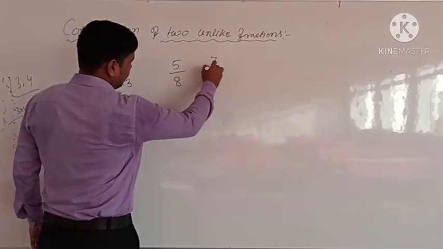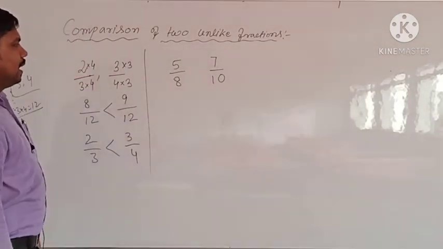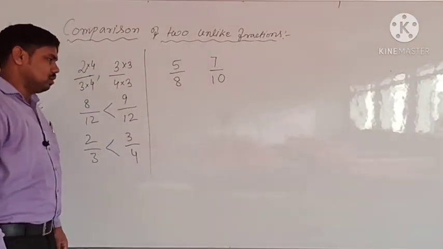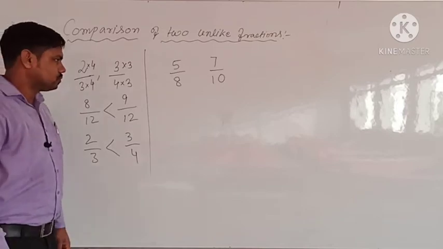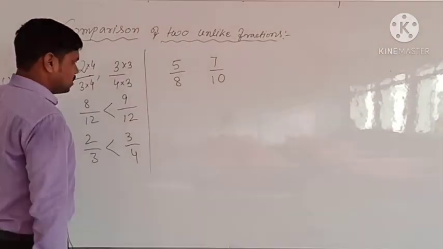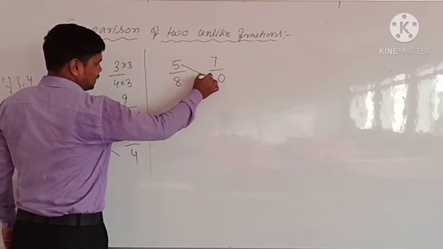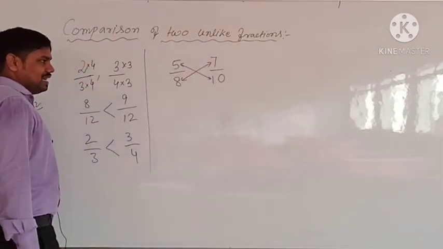5/8 and 7/10. These are the two numbers which we have, and now you want to compare which one is greater. So what we will do is, first we will do the cross multiplication. We will multiply this and this, and we will multiply this and this, and we'll check which one is greater.